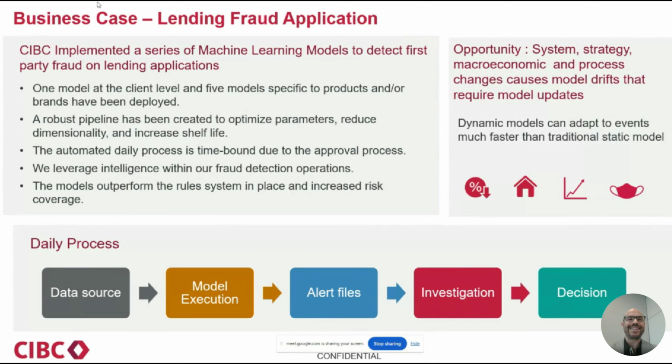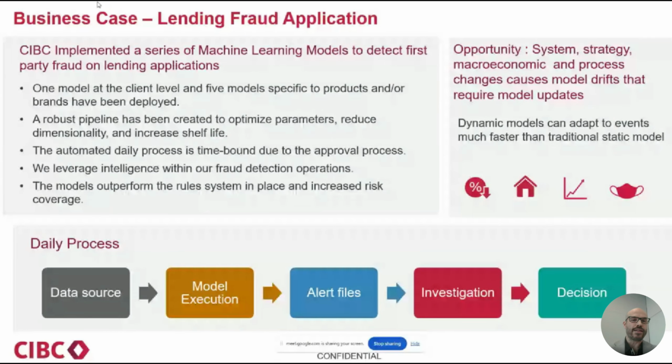Let's look a little bit at business case. So about 3 years ago, my team implemented a series of machine learning models. There's a total of 6 models, actually. And they basically are there to detect first-party fraud. We have those across different products, unsecured lends and loans, also secure lends and loans, mortgages. And they are across our 2 brands, which is Simply and CIBC.